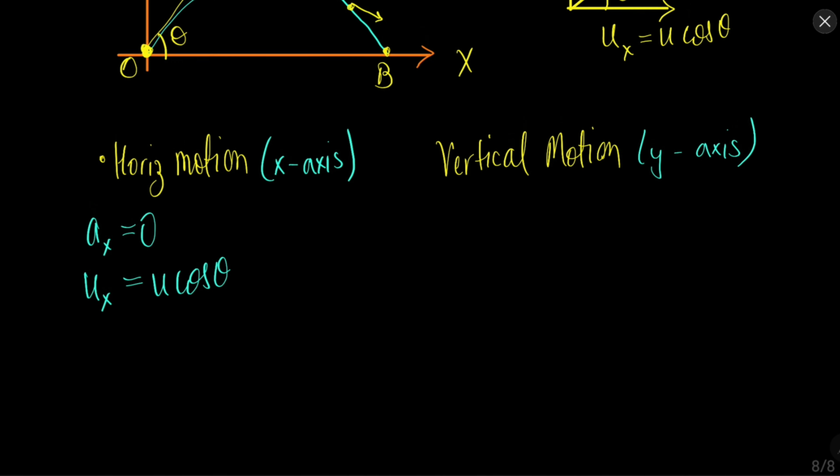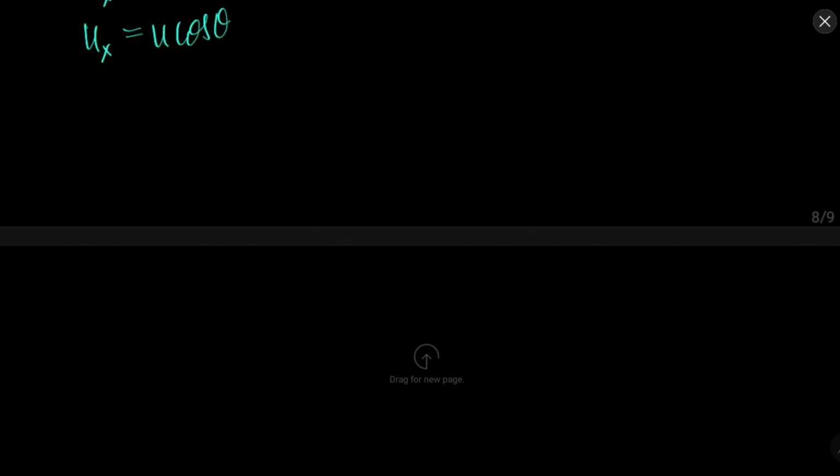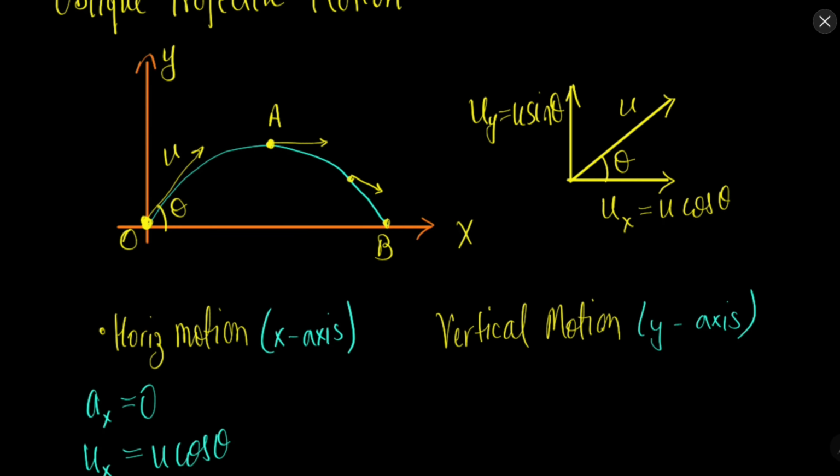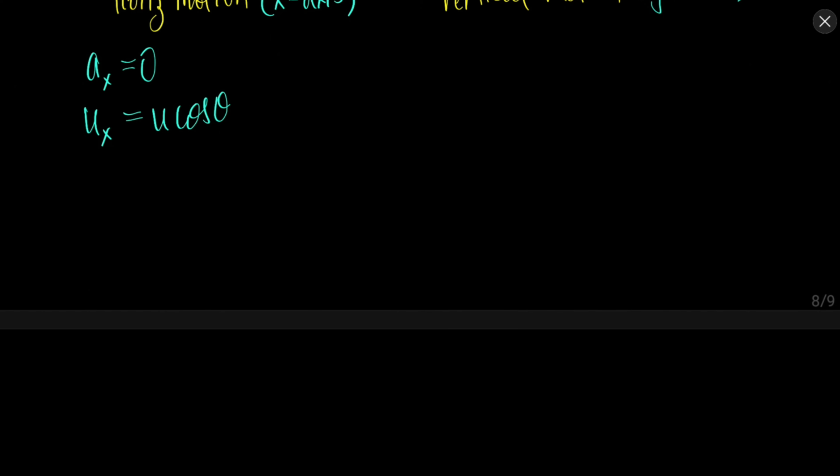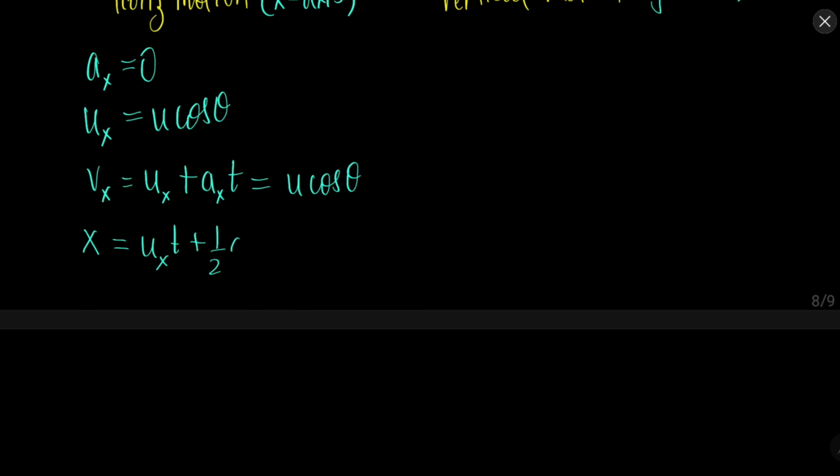So let's write the equations. What will be the equations of motion that we will get? Vx equals ux plus axt, which will reduce to u cos theta, because ax is 0 and ux is u cos theta. Now the second equation, x equals uxt plus half axt square, this will reduce to ut cos theta, since ux is u cos theta, into t.